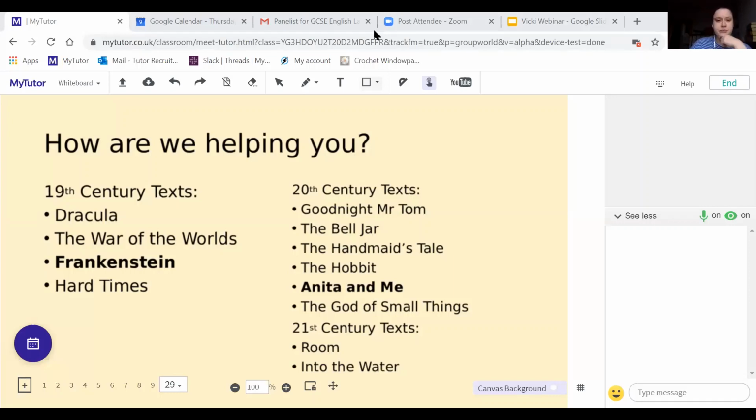How many papers in the English language exam? Two in language and two in literature. So paper 1 that we've been working on this week is fiction, and paper 2 is non-fiction. Romeo and Juliet is 16th, 17th century, really old.